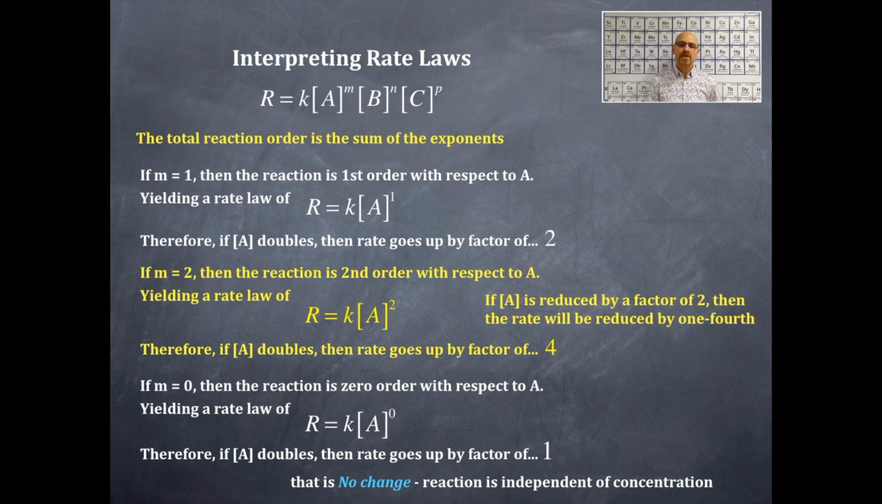Now remember, these rate orders can be fractional numbers, they can be negative numbers, but really here in this unit of kinetics, we will only be talking about three different possibilities. That would be 0 order, first order, and second order. Those will be our key ones.